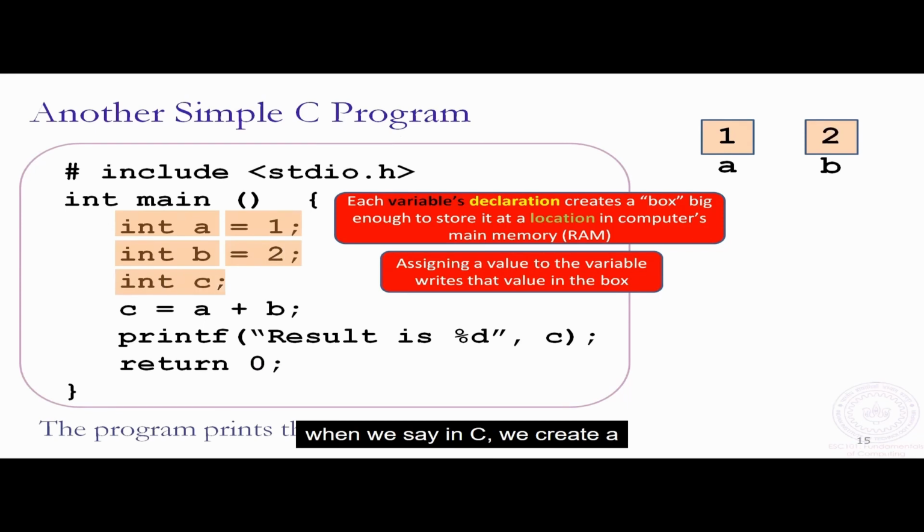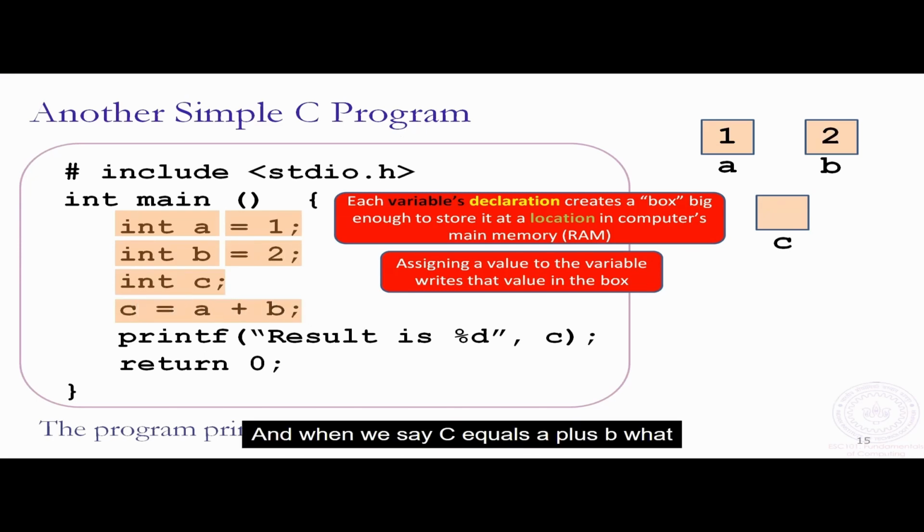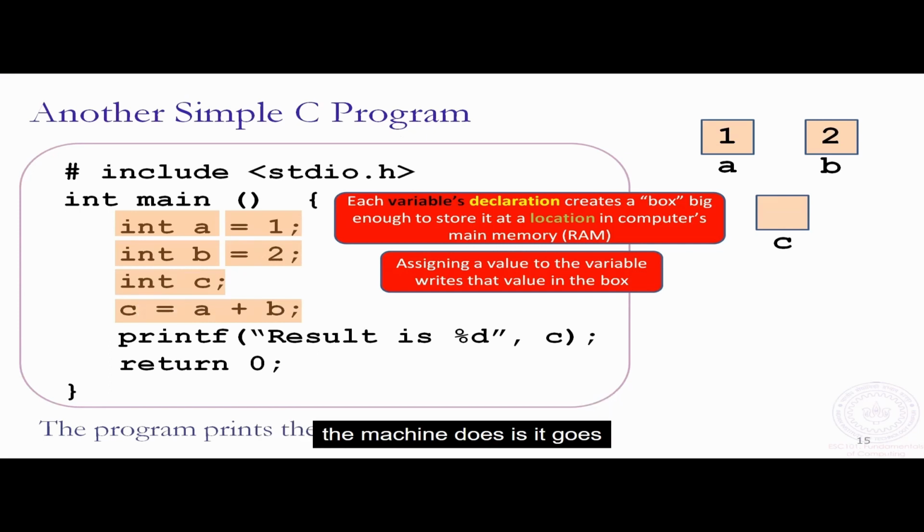And then when we say int C, we create a new box, again with the same size. And when we say C equals A plus B, what the machine does is it goes and picks up the value in the box A, and it adds it to the value in the box B, and it stores the result of that in the box C.